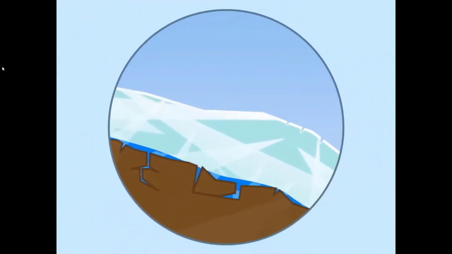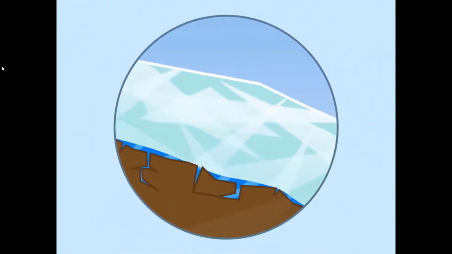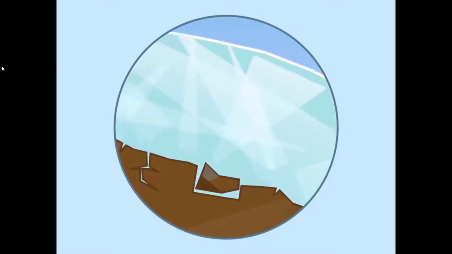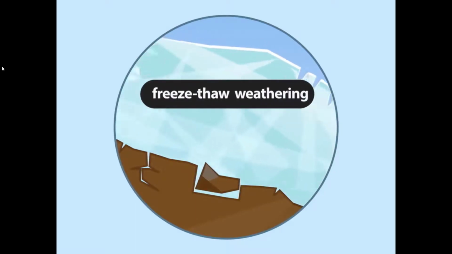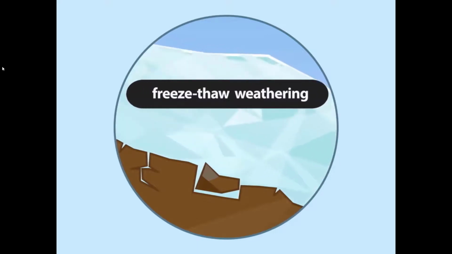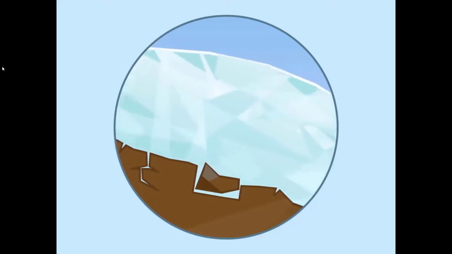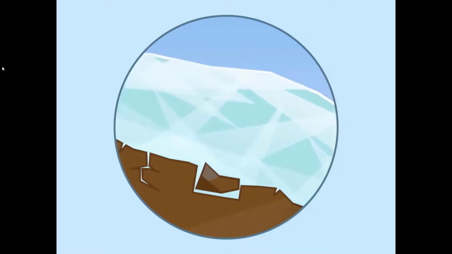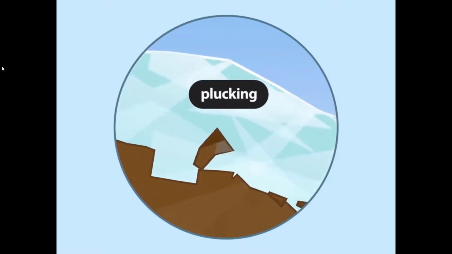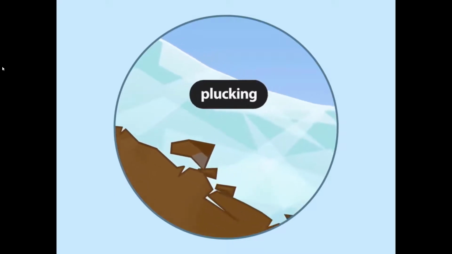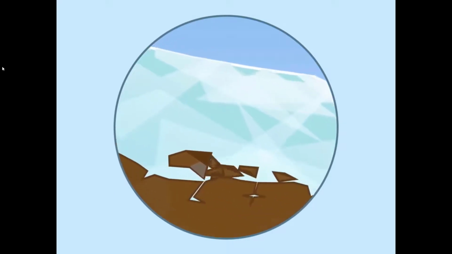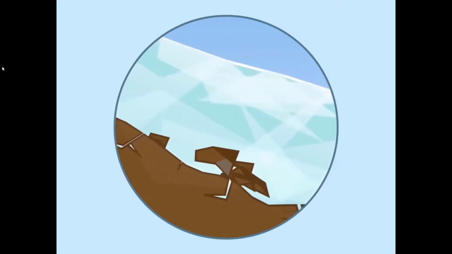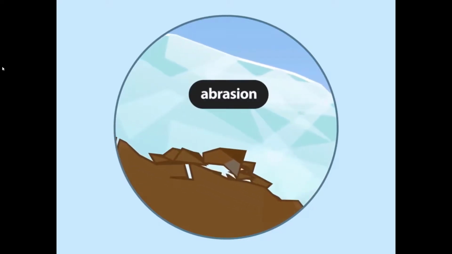Water flowing along the bottom of the glacier seeps down into the rock below. When it freezes, it opens up the cracks in the rock. This is known as freeze-thaw weathering. Then, as the glacier flows downhill, pieces of rock come loose and the glacier pulls them along with it. We call this plucking. Ouch! These rocks and stones scrape along the glacier bed like sandpaper, taking more rocks and stones along for the ride. This is called abrasion.